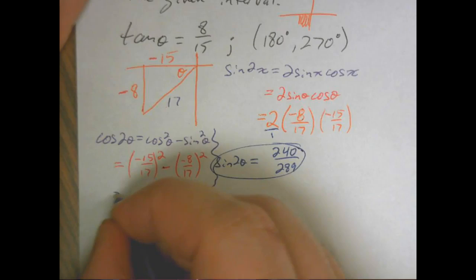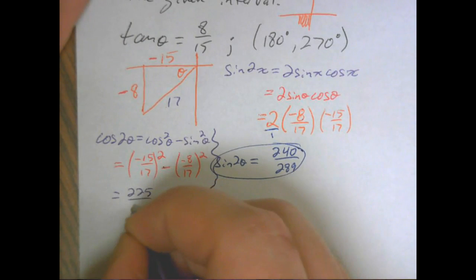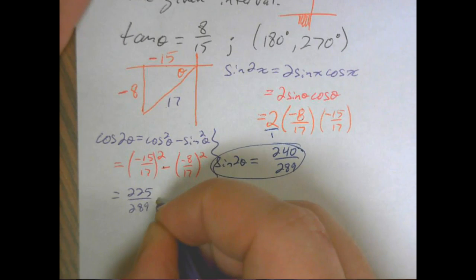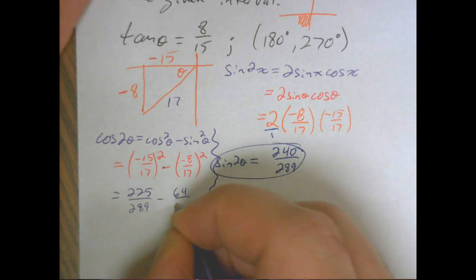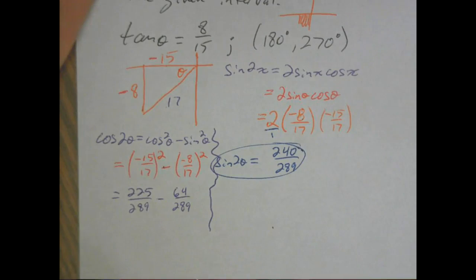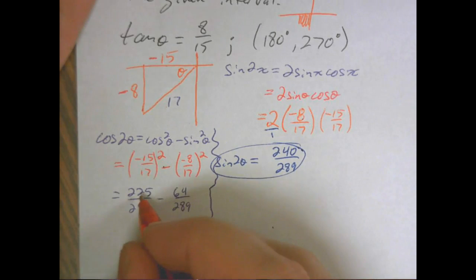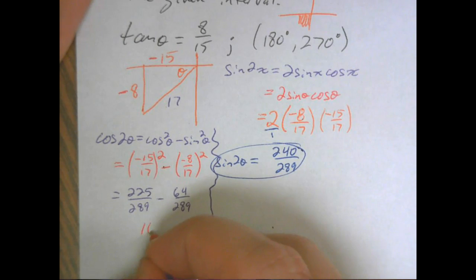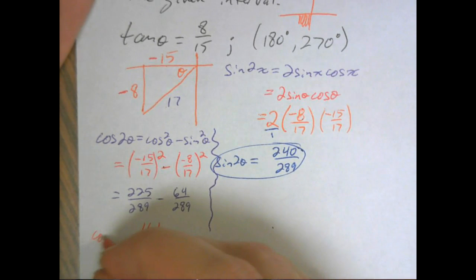15 squared is 225 over 289 minus 64 over 289. They have common denominators already, which is awesome. So I can just subtract these and say 225 minus 64 is 161 over 289. And there is cosine of 2 theta.